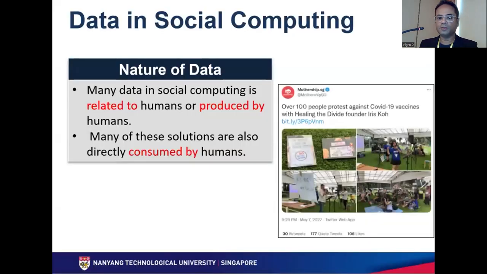So let me start with data in social computing. Many of these data are actually related to humans or produced by humans, right? Many of these solutions we design are actually directly consumed by humans. So naturally, individuals or groups of humans are at the center of any social computing. These solutions need to be cognizant of the influence of behaviors of interacting individuals, okay?